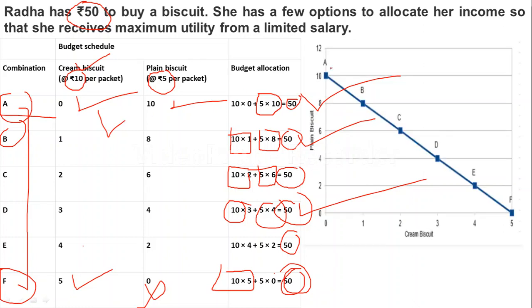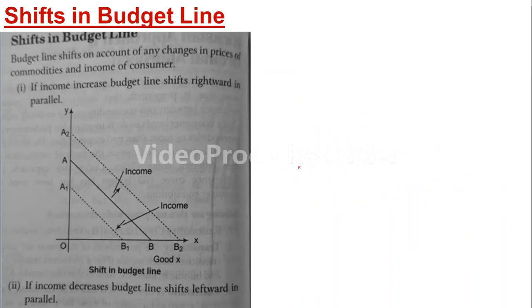This we can also study by using this diagram here. So this curve is known as the budget line. On X we have taken cream biscuit, on Y we have taken plain biscuit. So it shows the combinations which are available to the consumer at a given level of income and prices. And sometimes the budget line will also shift. So let us see when the budget line is going to shift.